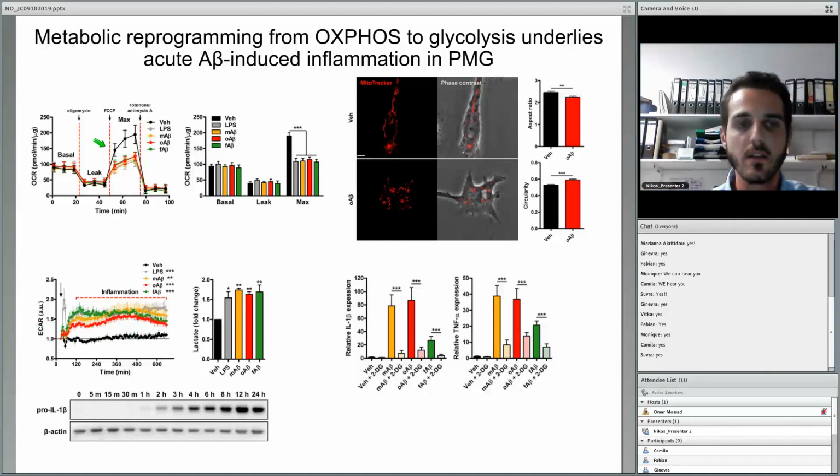Therefore, what you see here is that in baseline conditions, the vehicle, there is not much happening, because the cells are using oxidative phosphorylation, so they don't produce lactic acid. However, upon activation with either the A beta peptides or the LPS, this inflammatory state of the primary microglia, they turn glycolytic, they drop oxidative phosphorylation, and they increase glycolysis. And therefore, you see that over 6 hours, there is a high acidification of the medium. That means that the cells have shifted to a glycolytic metabolism.